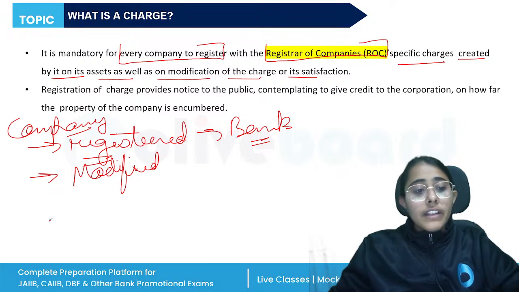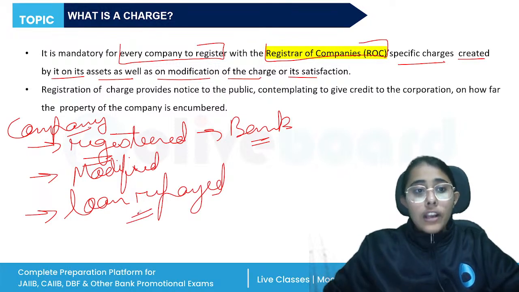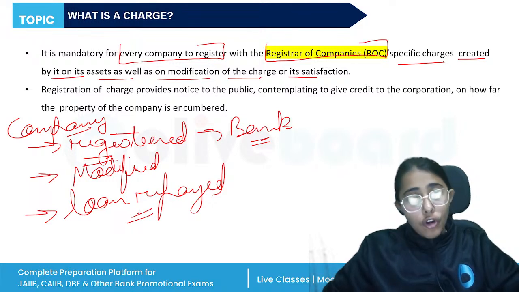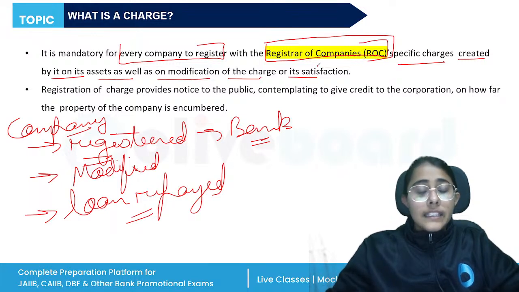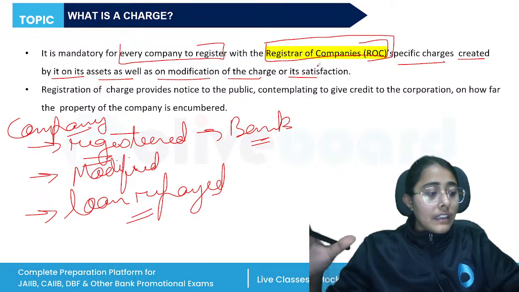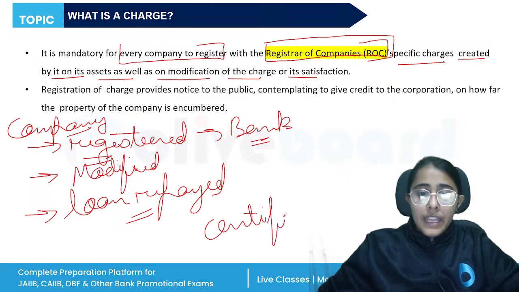And finally, when the charge has been satisfied or the loan has been repaid, then also a form has to be submitted. And all the companies, whenever they are taking a loan, whenever they are creating a charge on their assets or their property, they have to get it registered with the ROC. This ROC, when they register the charge, they are going to give a certificate, and it is believed that the charge is registered in the public notice.